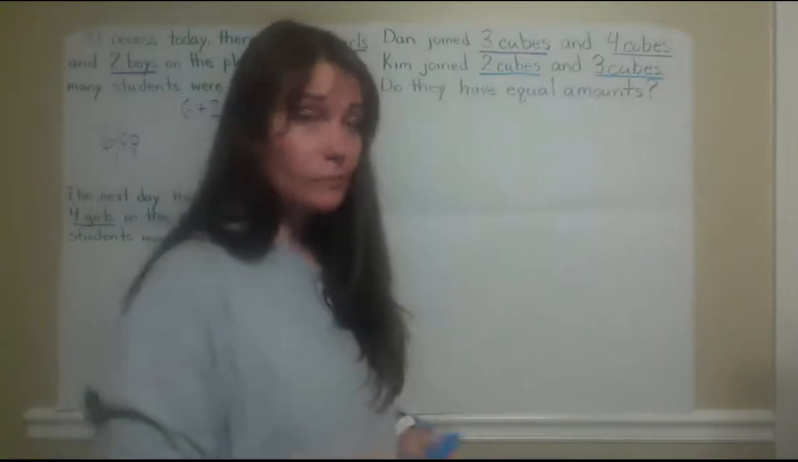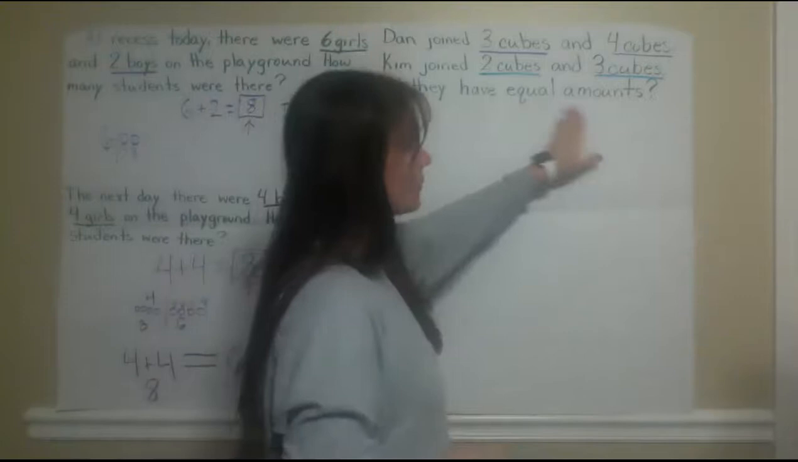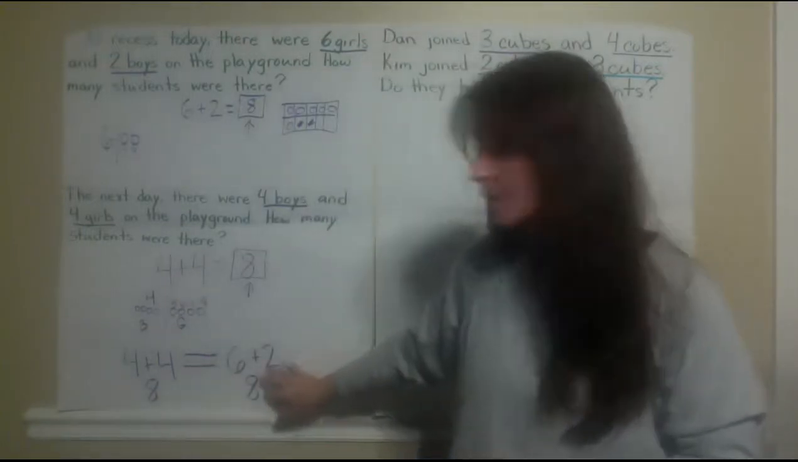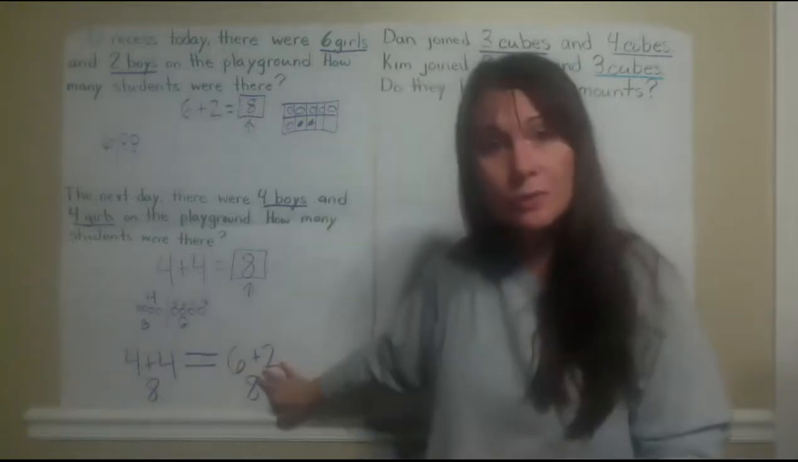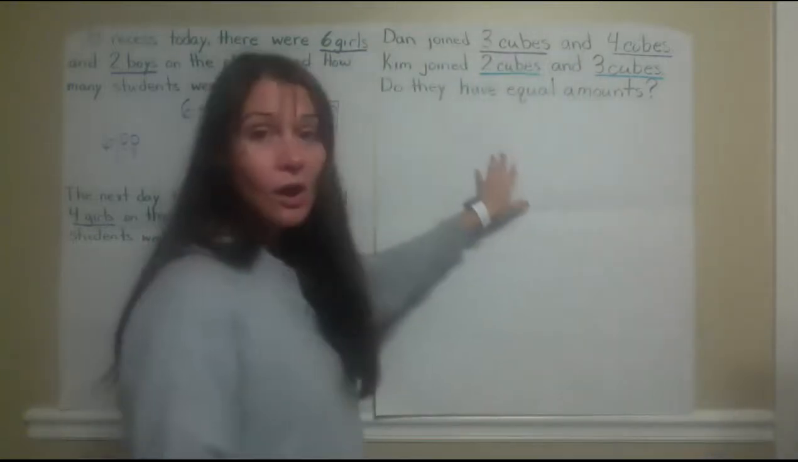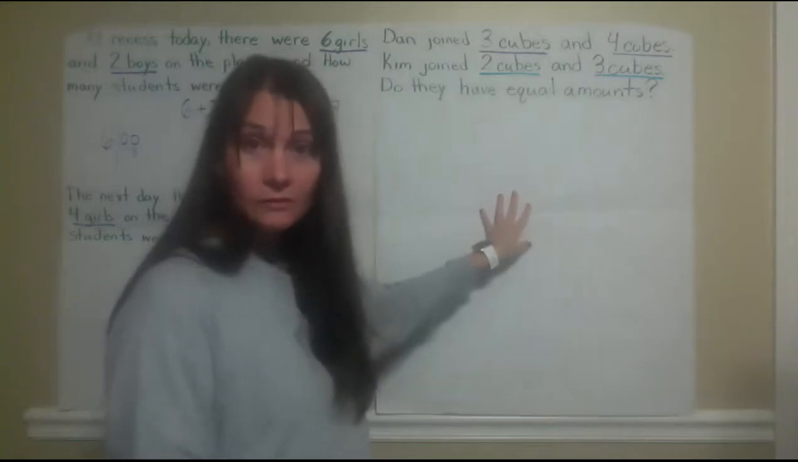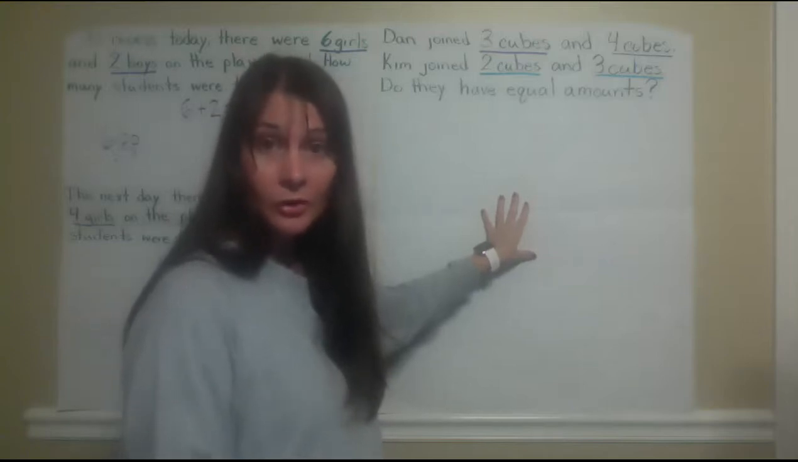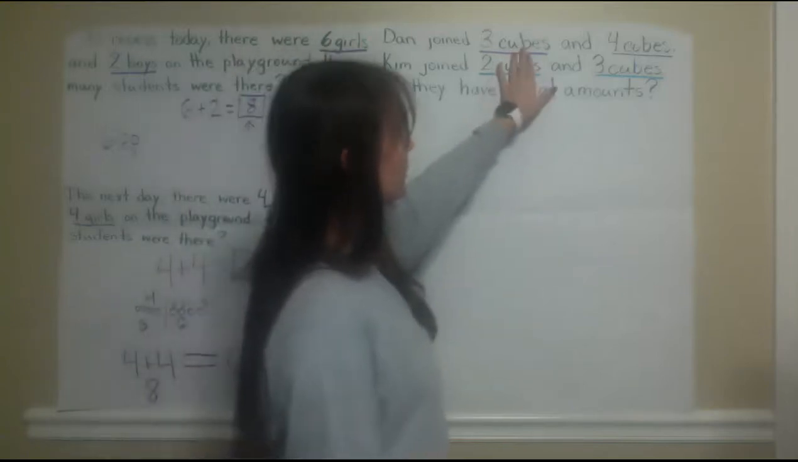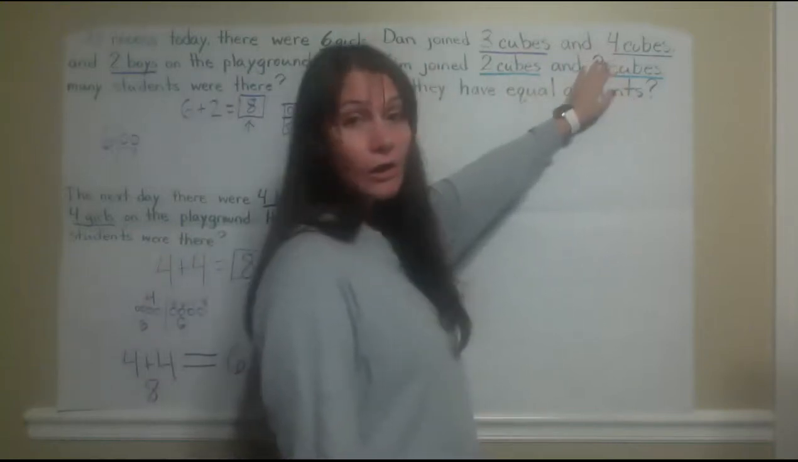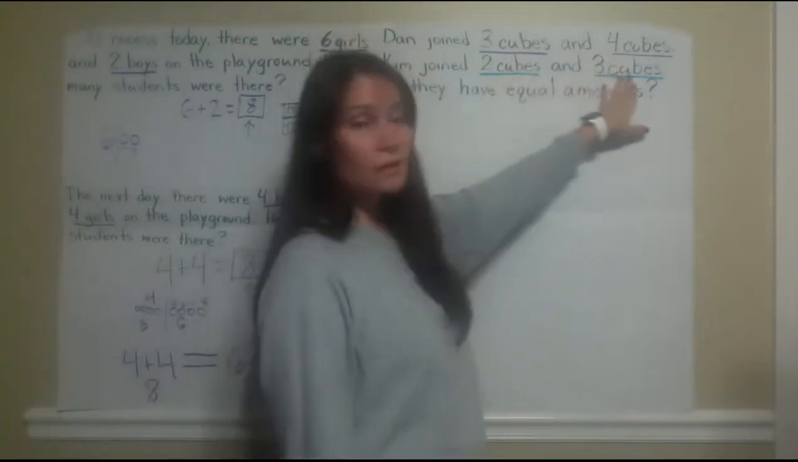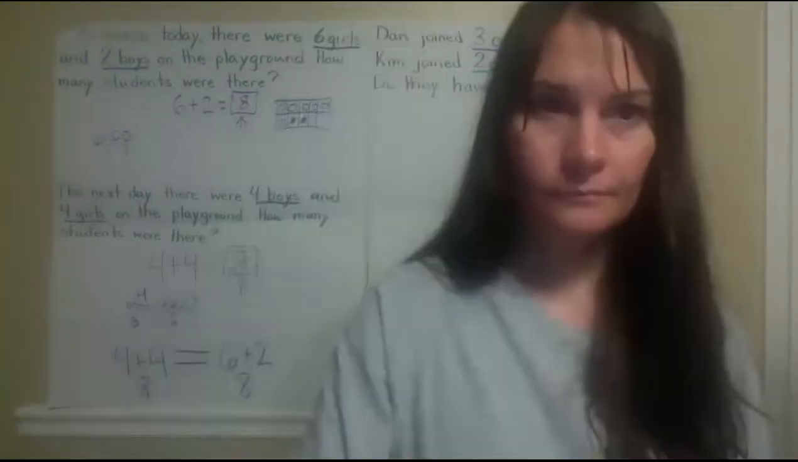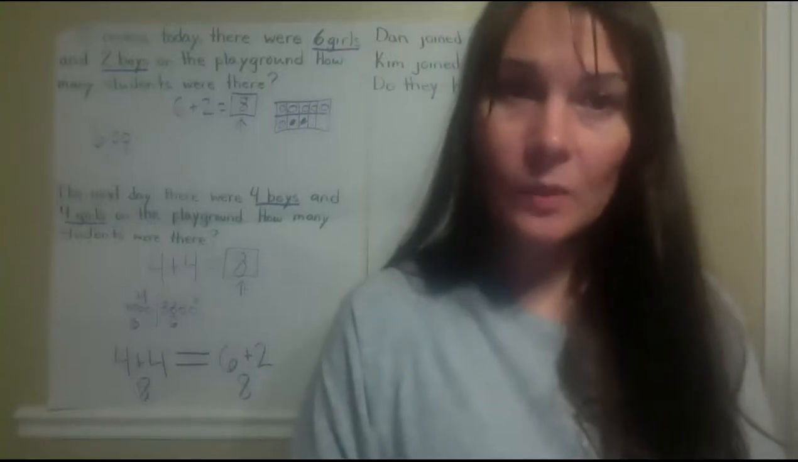What we need to know is if they have equal amounts, just like our other problem. These two had equal amounts, so they were equal to each other. Will these also be equal to each other? Go ahead and use your cubes or your counters or draw your model on your paper. Show me if 3 cubes and 4 cubes are equal to 2 cubes and 3 cubes. Pause and hit play when you're ready. So guys, what did you find out?